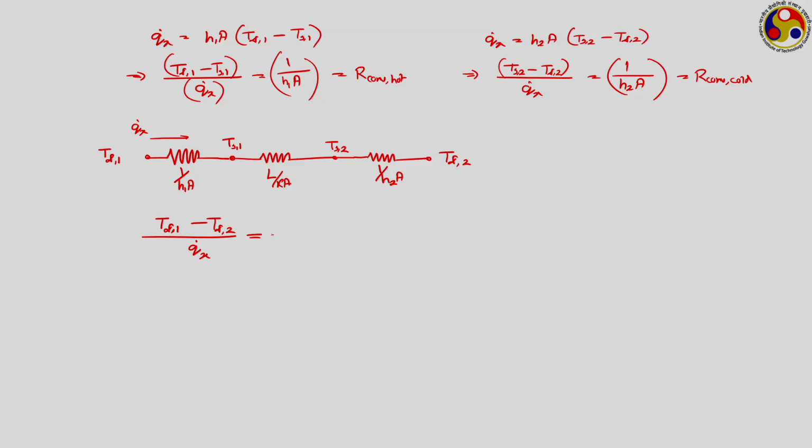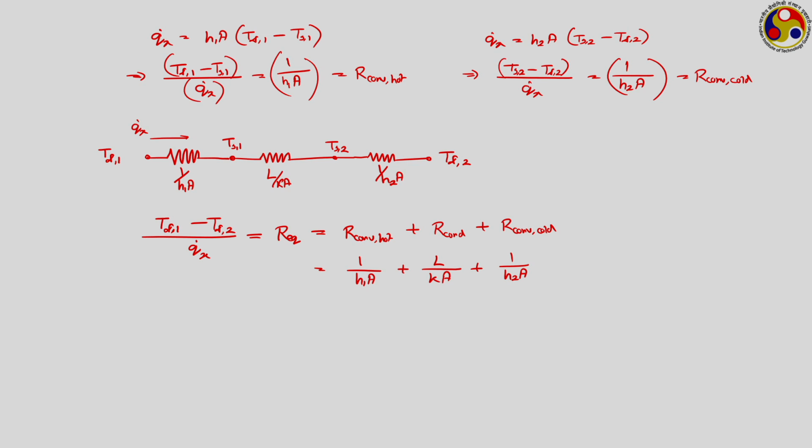And now, when we have several resistances connected in series, how do we get the equivalent resistance? We just add them up. Just the same thing we can do here. We can say this should be equal to some R equivalent, and this R equivalent is R convection on the hot fluid side plus R conduction plus R convection on the cold fluid side. On the hot fluid side the convective thermal resistance is 1 upon h1 A, conduction resistance is L upon K A, plus the final convective resistance is 1 upon h2 A.